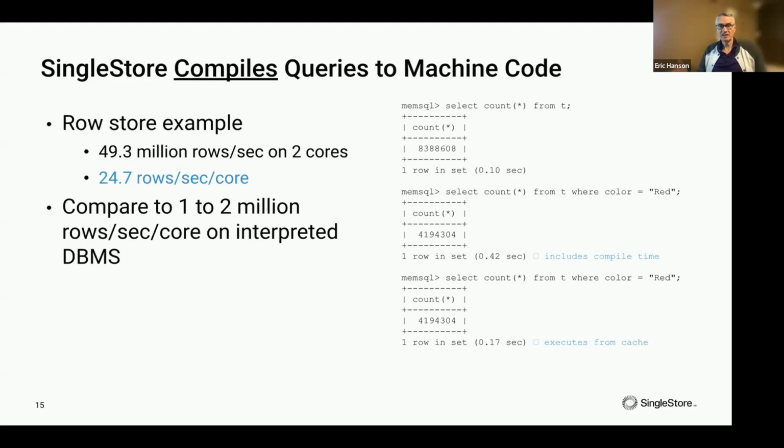And this is when data is in our row store format, which is highly suitable for transactional applications, yet still we get order of magnitude faster analytics on that data for great real-time analytics.